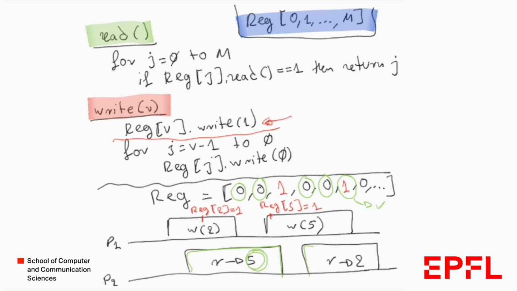And now process P2 performs another read operation, and this read operation starts reading, so it reads 0 here first, then it reads another 0, and then it reads 1. So it reads back 2, it returns 2. And this is possible because this read here runs in parallel with this write that writes 5. So while 5 goes backwards in order to write 0 to all the possible locations, it could have been a bit slower, so 1 could still have been here for this read operation to return 2.